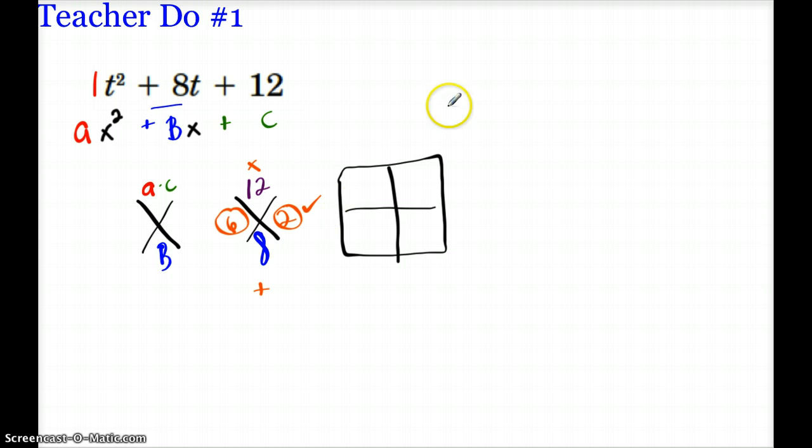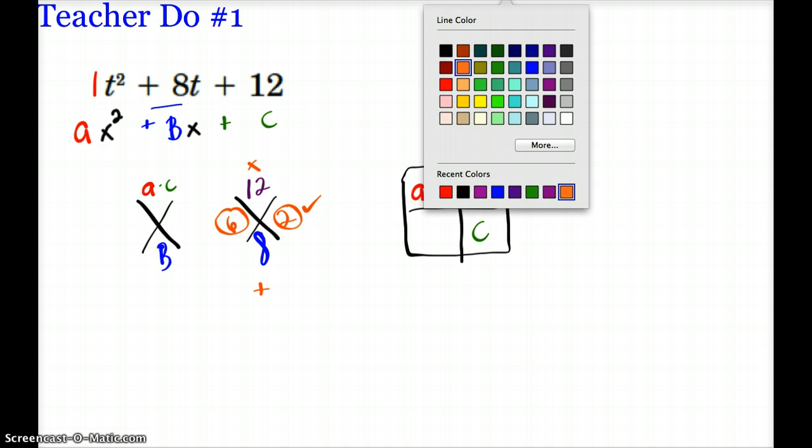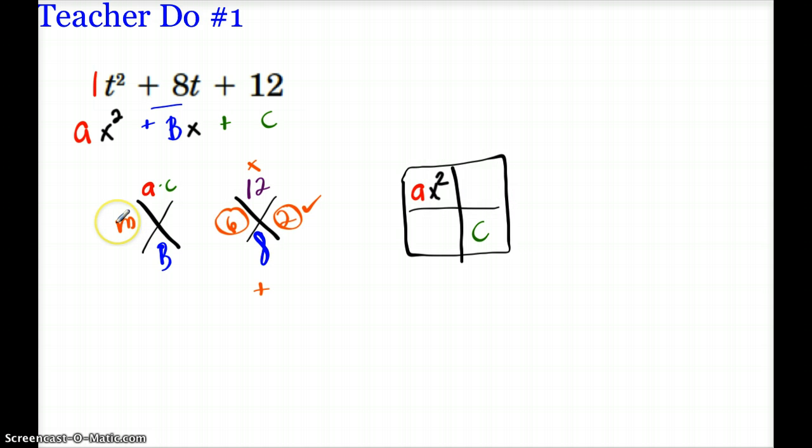Okay. Now inside the box, let's label again. We'll put our ax squared here. We'll put our c term at the end. We'll have our two orange terms, which actually have a name. Our orange terms are called mx and nx. Okay, so I'm going to put all these terms: the red one here, the green one there, this one here, and this one there.